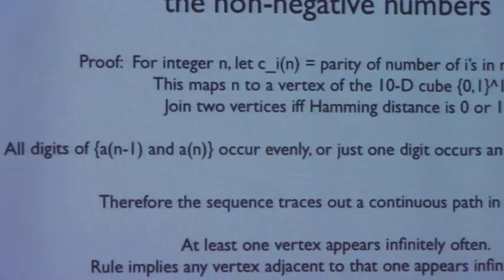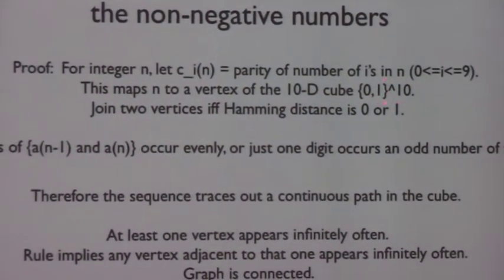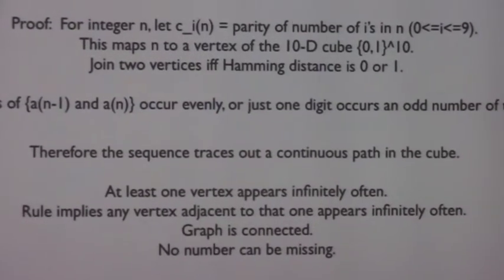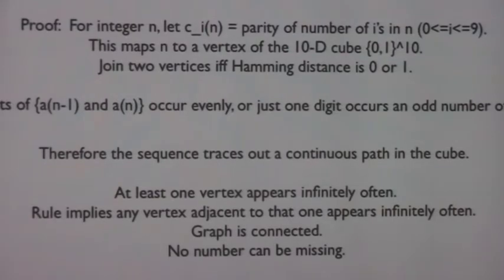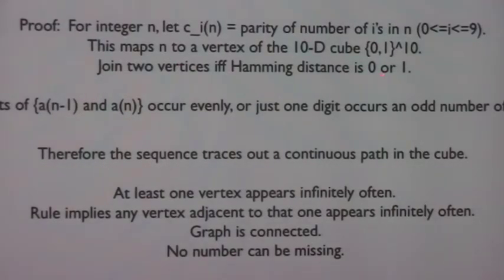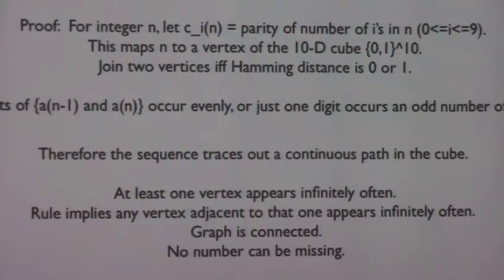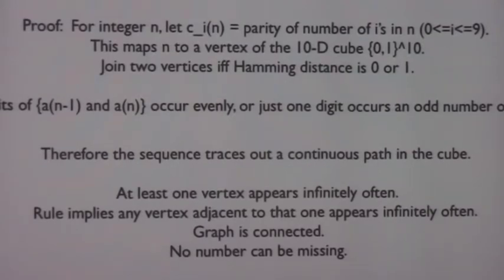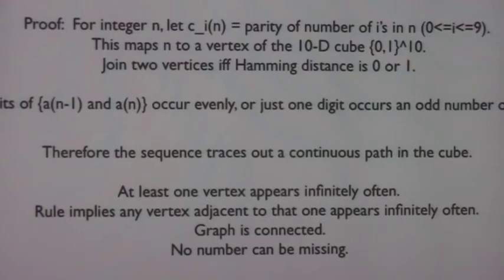So you look at the parity of this, and you map n into a vertex. In this case, in base 10, you map it to a vertex of a 10-dimensional cube, and you draw a graph whose vertices are the points of the cube, and you join two vertices if and only if the Hamming distance is 0 or 1. But 0 means you have a loop. Hamming distance 1 is like in the normal skeleton of the cube. Then you say that because of the rule of construction, the sequence traces out a continuous path through the vertices of the cube. Now, if a number was missing, well, because it's an infinite sequence, at least one vertex appears infinitely often.